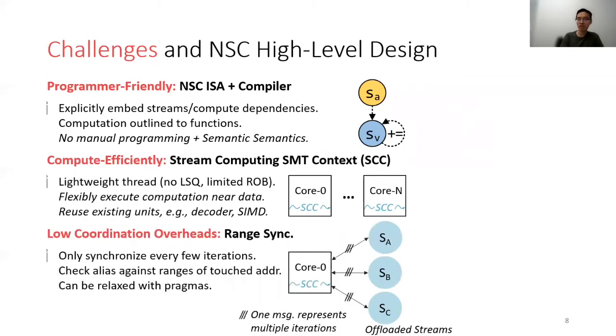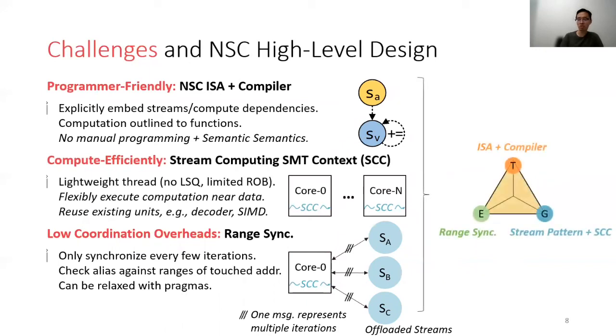This helps reuse existing hardware units to flexibly execute computation near data. Finally, frequent synchronization eliminates the benefits of offloading, and we propose range synchronization to dramatically reduce synchronization overheads. It only synchronizes every few iterations and checks aliasing against the ranges of touched addresses instead of individual cache lines. Combining these three features together will make near-stream computing fully cover the triangle of transparency, synchronization efficiency, and generality.